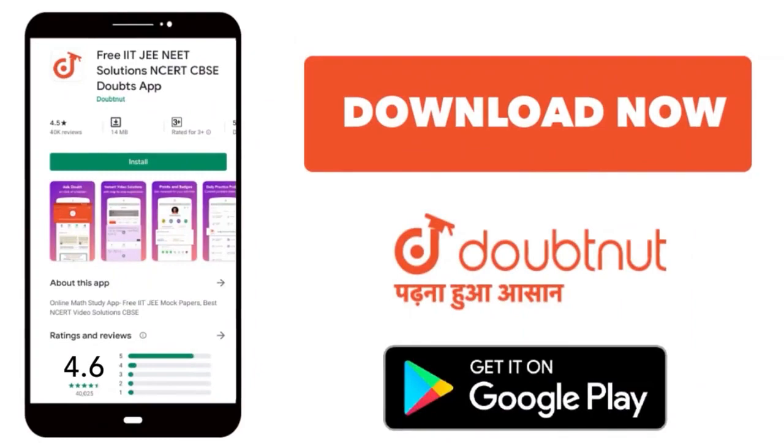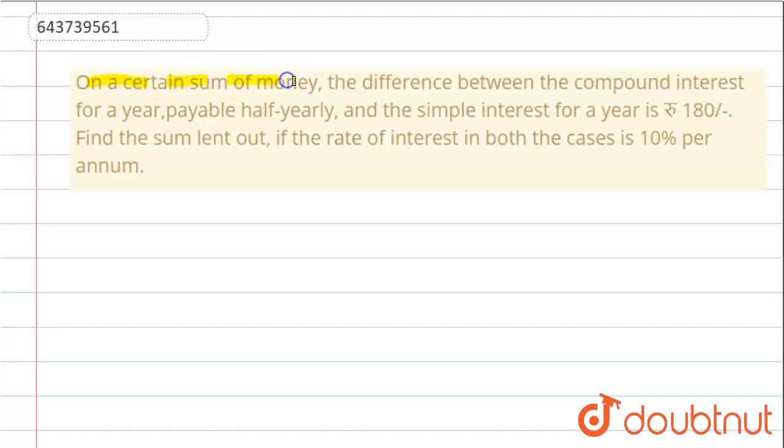Download Doubtnut app today. In this question, on a certain sum of money, the difference between the compound interest for a year payable half yearly and the simple interest for a year is 180 rupees. Find the sum lent out if the rate of interest in both the cases is 10% per annum.